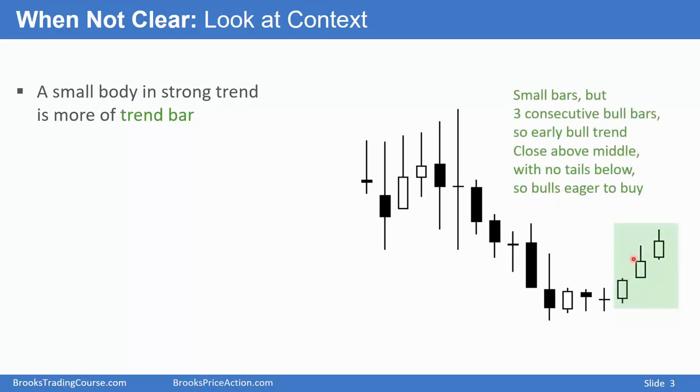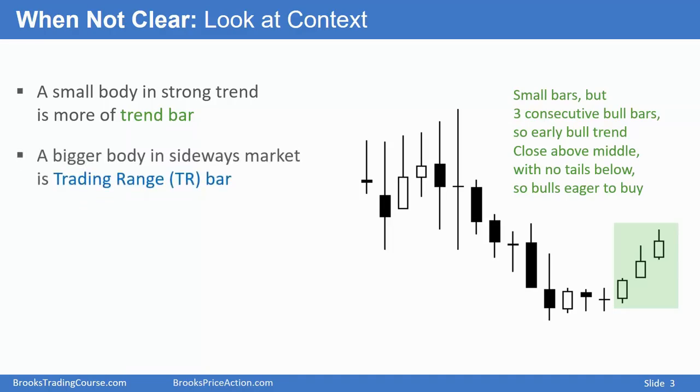Close above the middle, close above the middle, close above the middle. Tails, not especially prominent, especially on the bottom. No tails or very small tails. The bulls are beginning to get eager to buy. So those are trend bars. And a bigger body in a sideways market can still be a trading range bar. So look at this bar. Its body is as big as these. These are trend bars, yet this is a trading range bar.